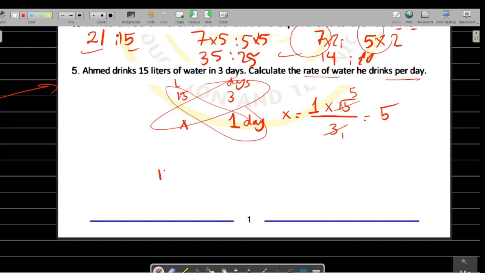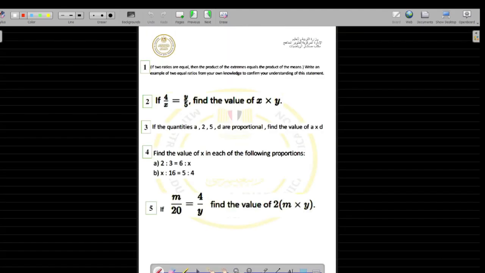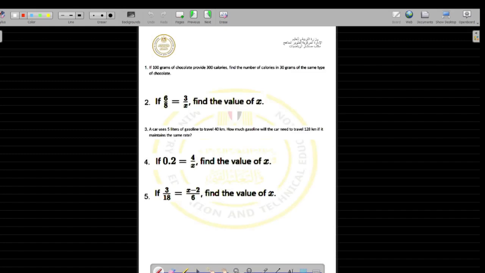Or you can do it another way. This is 15 liters per 3 days, and here 1 day. To get from 3 to 15, you multiply by 5. Also 1 multiplied by 5 gives the actual number. The first page is too easy, with the same ideas.